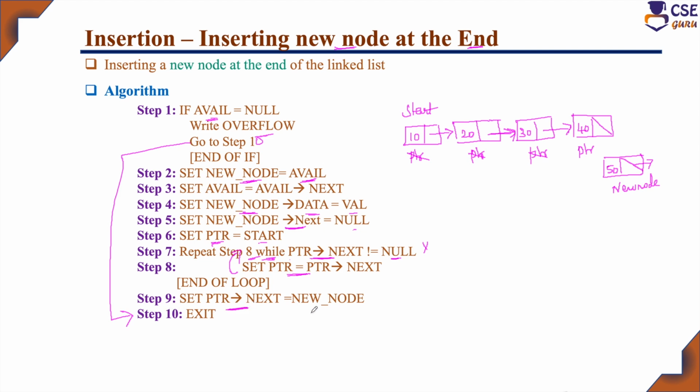PTR of next, mark it as new node. This is PTR of next. Now it is pointing to null. Now you have to mark it to new node. PTR of next mark to new node. Okay, that's it. Already you have marked this as null here. New node of next, already you have marked as null. Now PTR of next connects to new node. Now this will be considered as the last node in the singly linked list. So now you have inserted a new node at the end of the linked list.